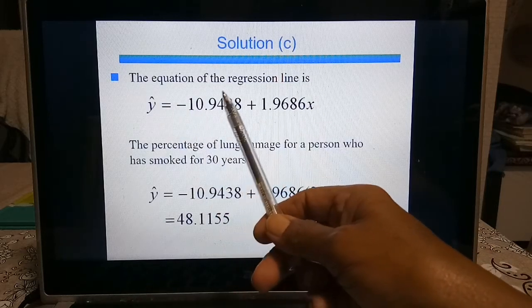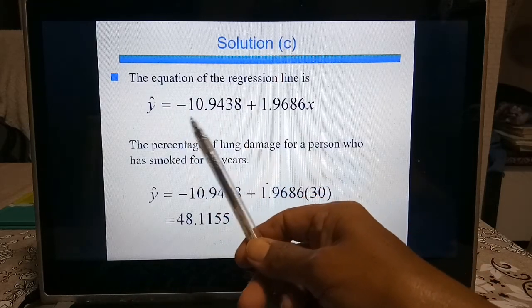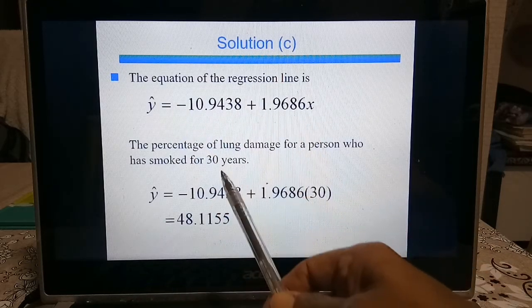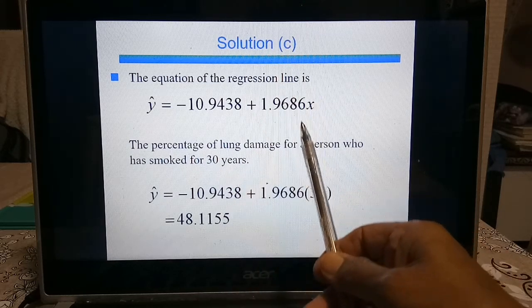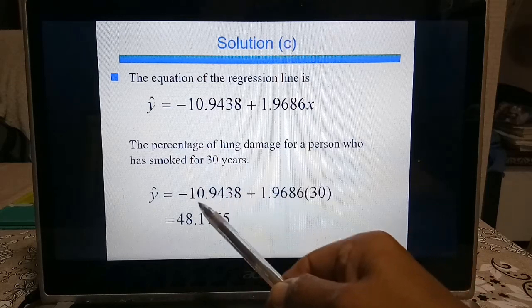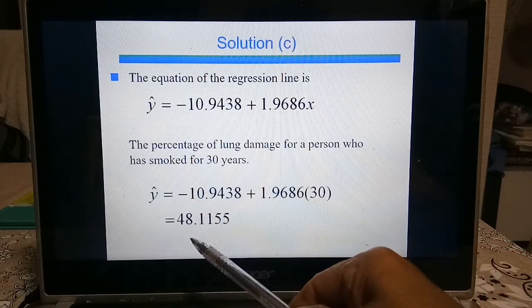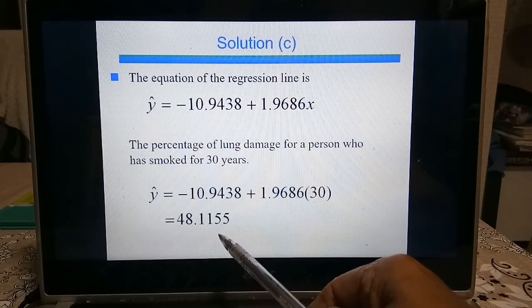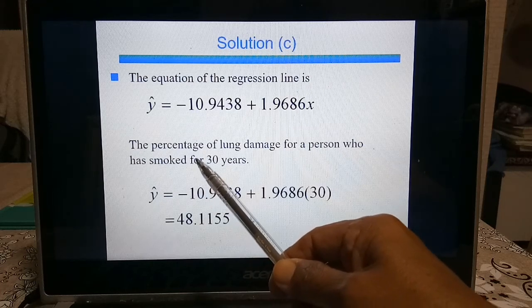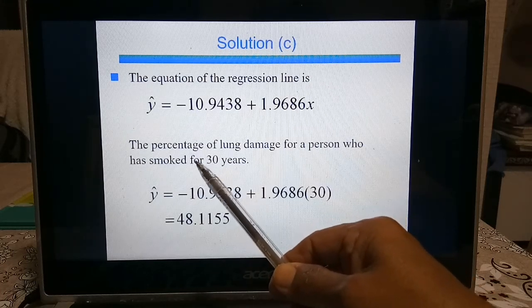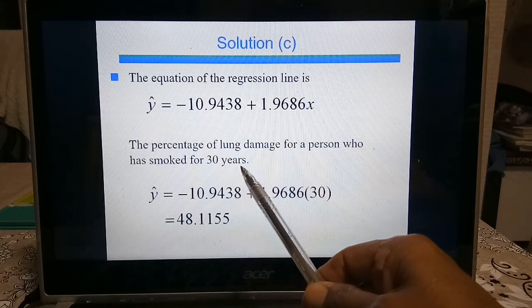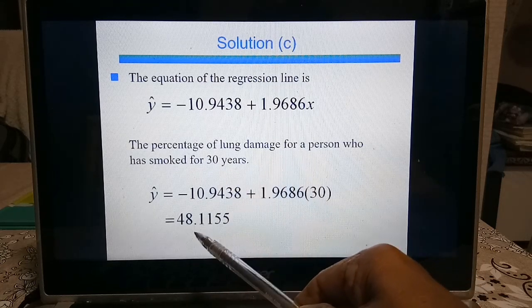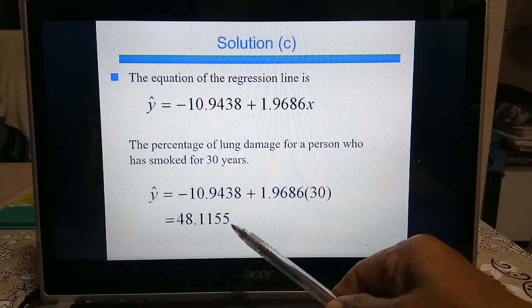Okay, so from the equation of the regression line, we have y equal to b0 plus b1x. We will predict when x equals 30. Substitute x equal to 30 here, calculate and simplify. We get y equal to 48.1155. Therefore, the conclusion is that the percentage of lung damage for a person who has smoked for 30 years is 48.1155%.